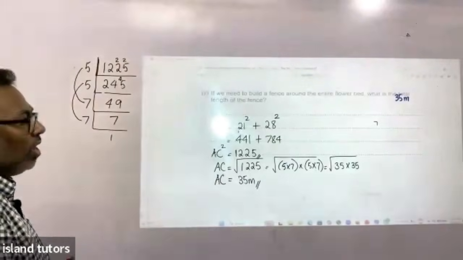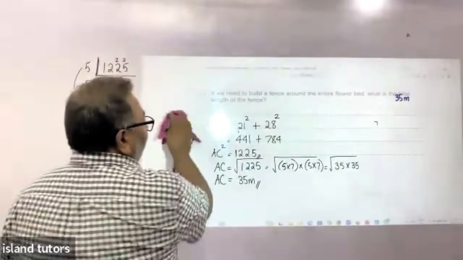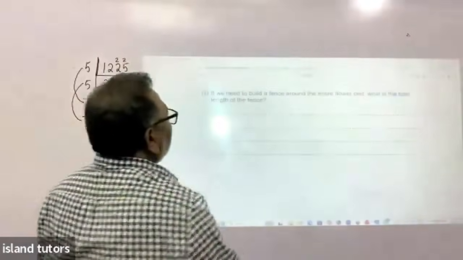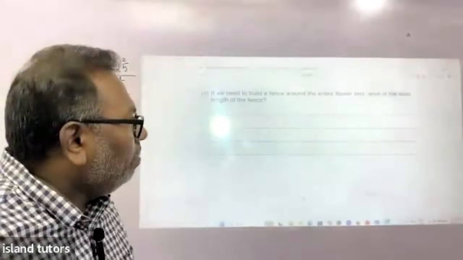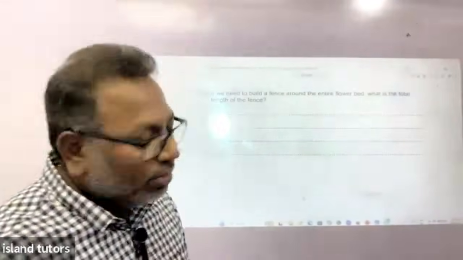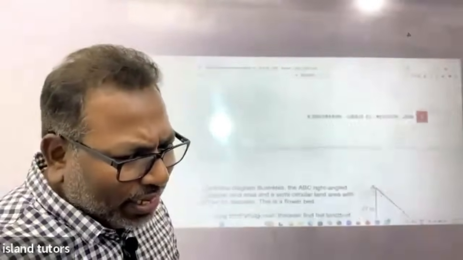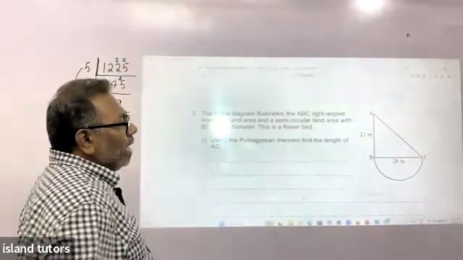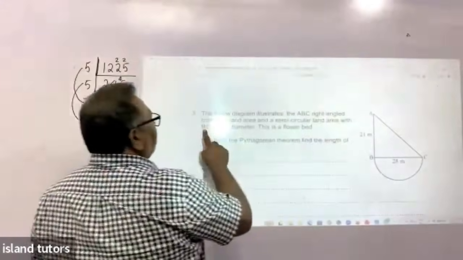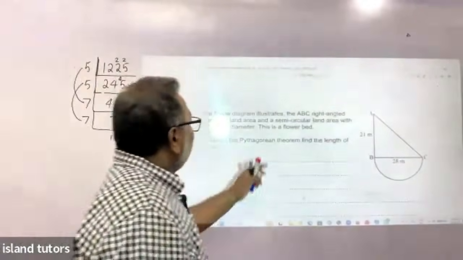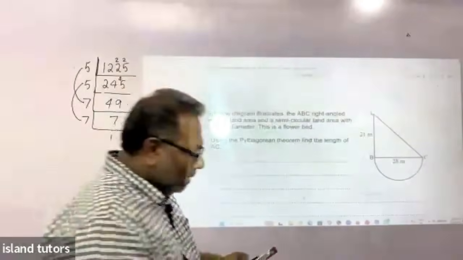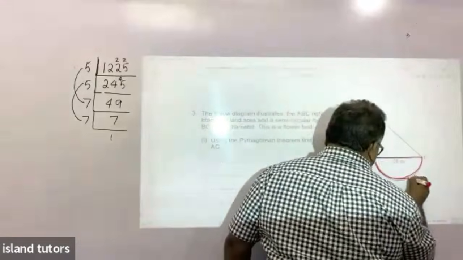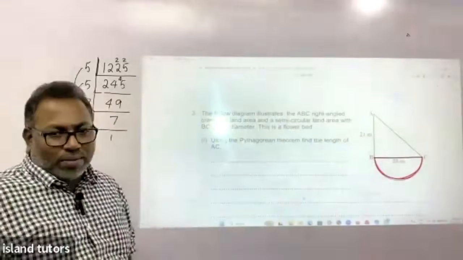If we need to build a fence around the entire flower bed, okay, we need to build a fence around the entire flower bed. What is the total length of the fence? Right, just going back to the question again, what are they saying? The following diagram illustrates ABC right angle triangular land area and a semicircular land area with BC as its diameter. This is a flower bed. So then this they are saying is a flower bed. Right? This is a flower bed.